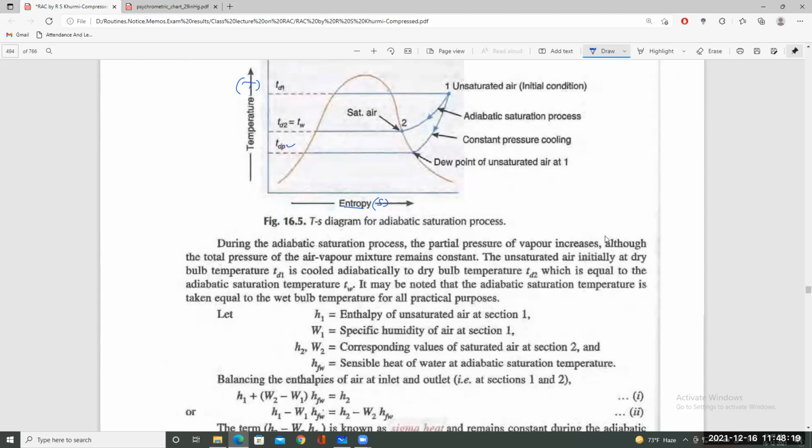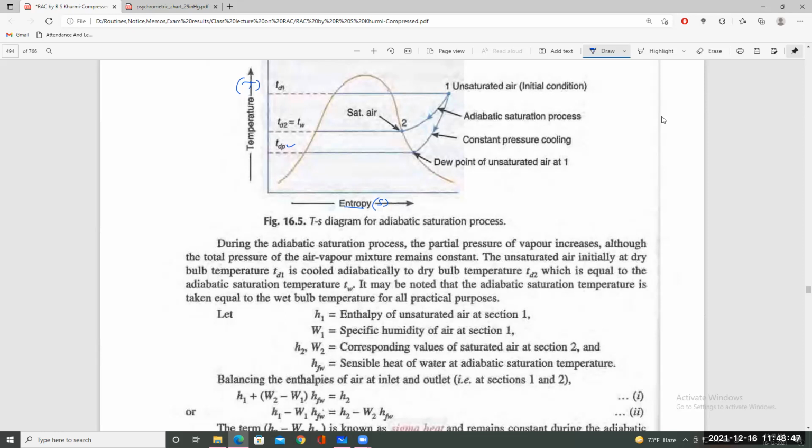During the adiabatic saturation process, it can be noted that the adiabatic saturation temperature is taken equal to the wet bulb temperature for all practical purposes. So the adiabatic saturation temperature is equal to the wet bulb temperature for all practical purposes.